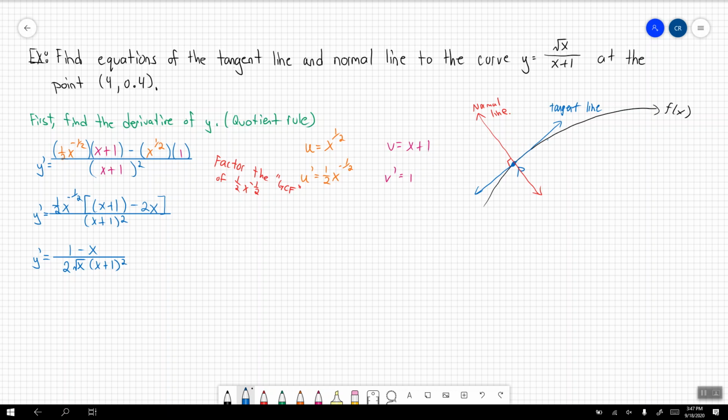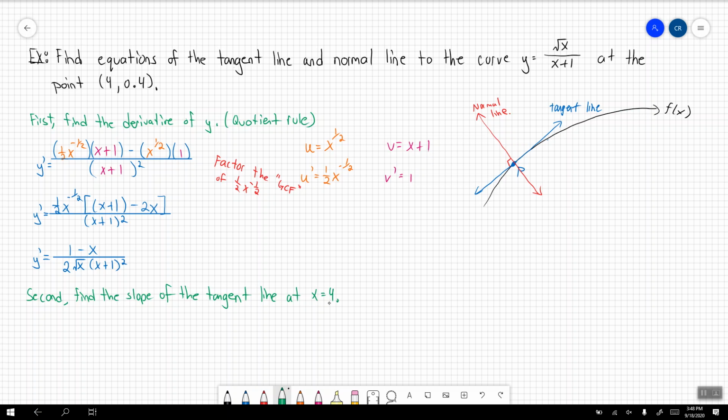Now, if we want to identify the derivative at a specific point for this curve, then we can. And that's what we're going to do next. In order to find the slope of the line, that's going to be m. Okay, so I'm going to say second: find the slope of the tangent line at x is equal to 4.